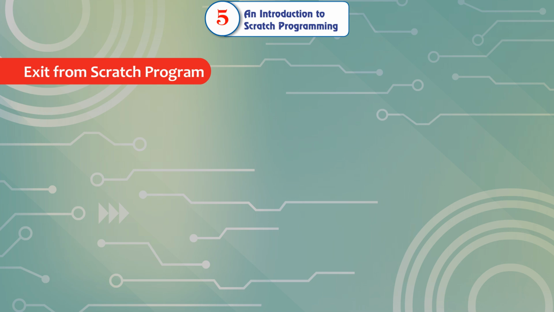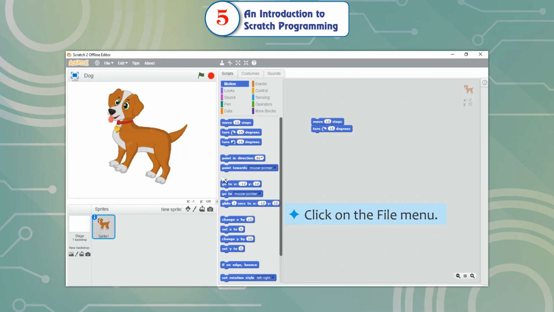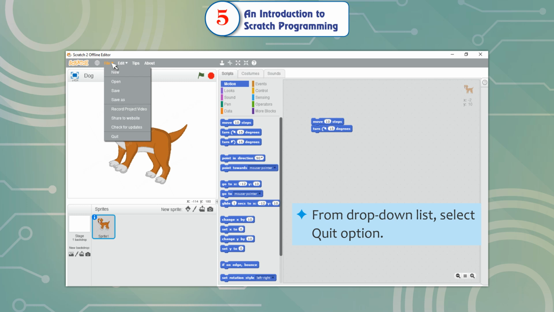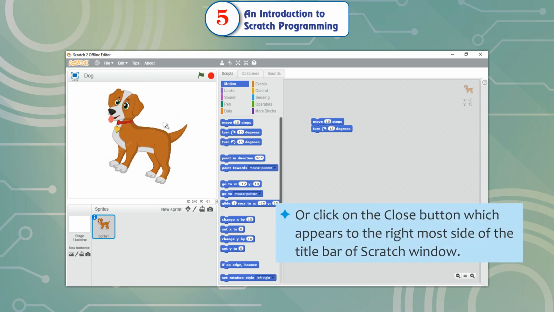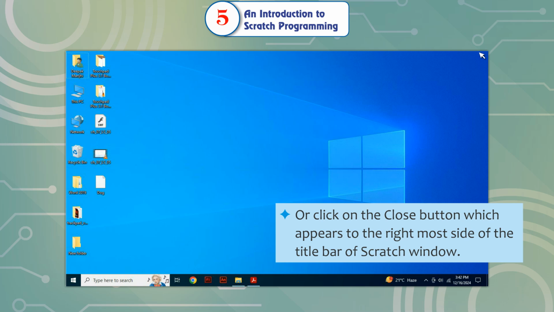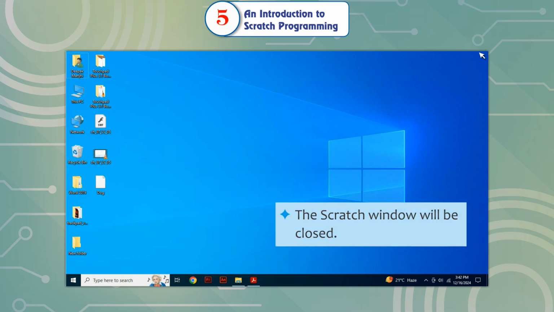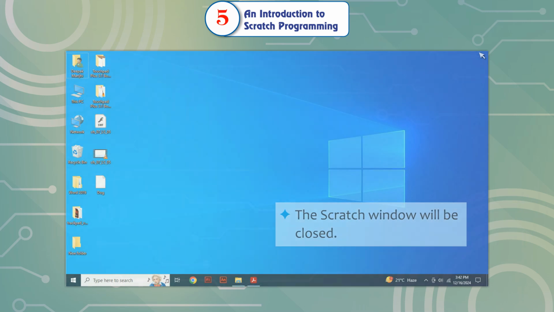Exit from the Scratch program. Click on the File menu. From the drop-down list, select the Quit option or click on the Close button which appears to the right-most side of the title bar of the Scratch window. The Scratch window will be closed.